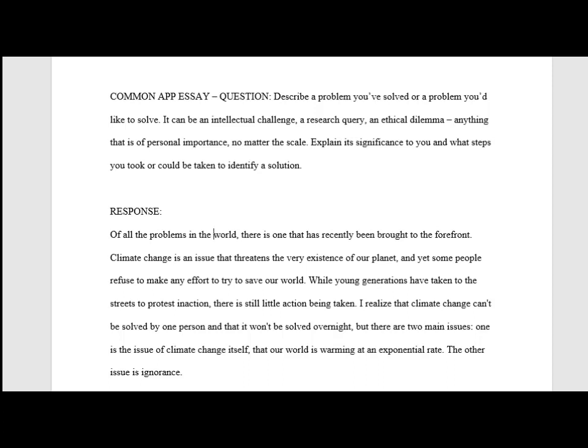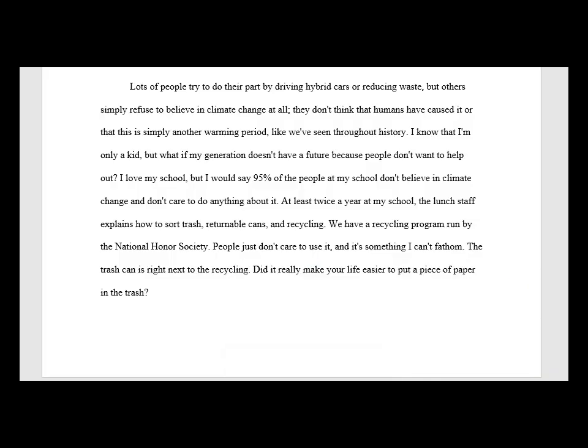This author writes, "Of all the problems in the world, there is one that has recently been brought to the forefront. Climate change is an issue that threatens the very existence of our planet, and yet some people refuse to make any effort to try to save our world. While young generations have taken to the streets to protest inaction, there is still little action being taken. I realize that climate change can't be solved by one person and that it won't be solved overnight, but there are two main issues. One is the issue of climate change itself, that our world is warming at an exponential rate. The other issue is ignorance."